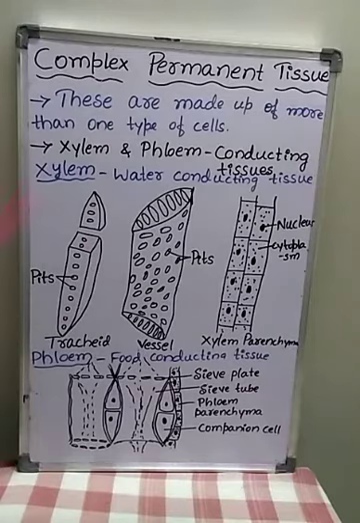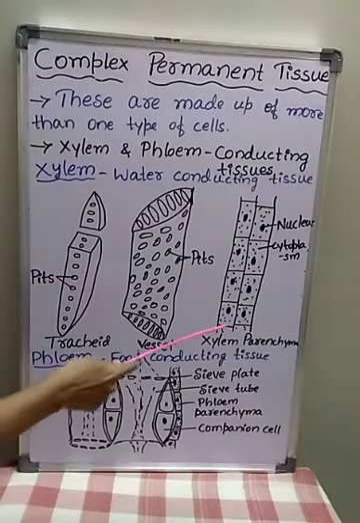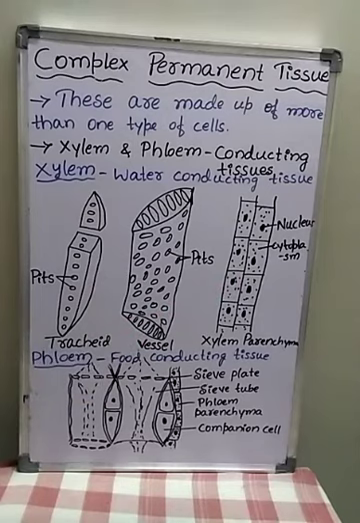Of these, tracheids, vessels and xylem fibers are non-living cells. Only xylem parenchyma is a living cell. Tracheid, vessel and xylem fiber are dead cells.